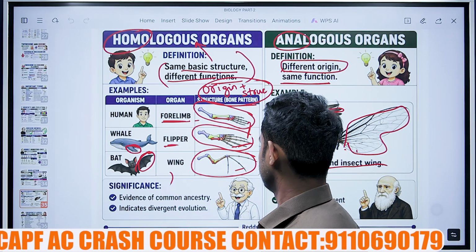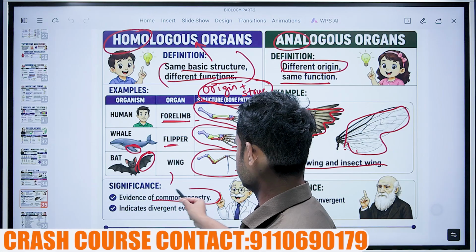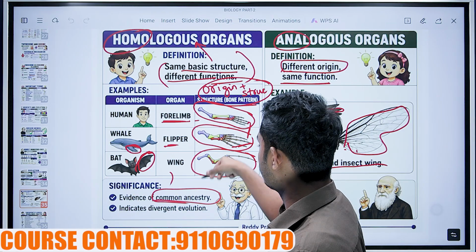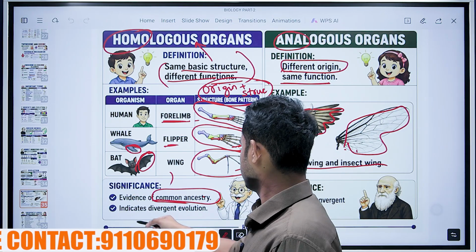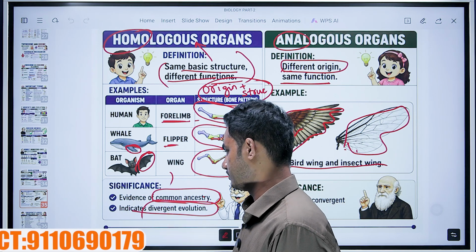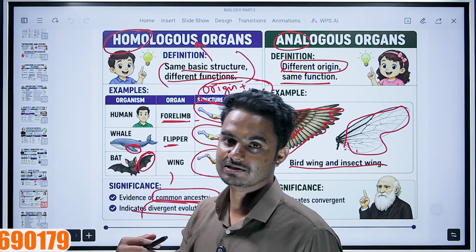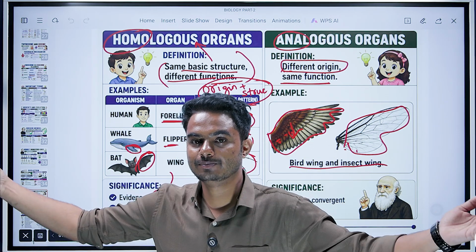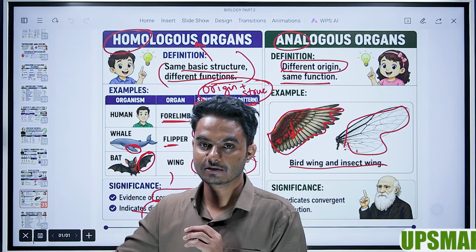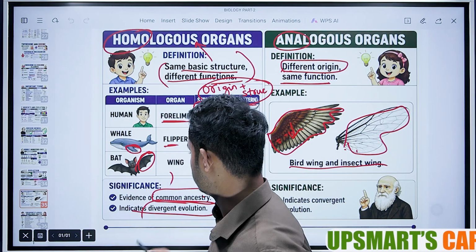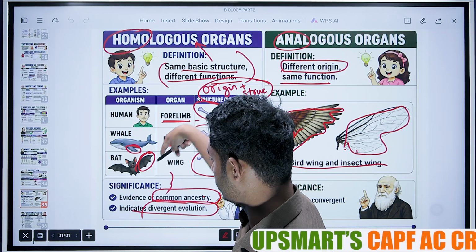Significance is, this is a common ancestry. This refers to a common origin, common ancestry, and it indicates divergent evolution. We came from a common ancestor, but our divergence became due to the function of different needs. That is how the significance is for the homologous organ.